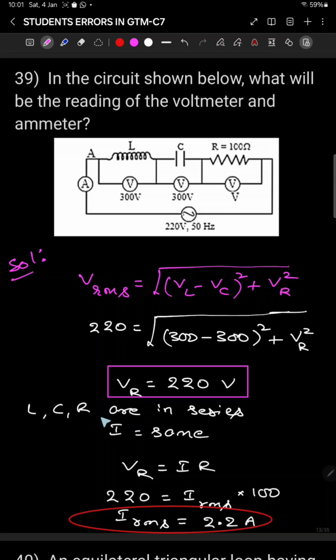As L, C and R are all in series, the current will be the same. That means current through the ammeter is equal to current through the resistor. So voltage of the resistor formula is current into R. We know the R value is given as 100. So the RMS voltage is 220. You can find the RMS current. This current through the resistor is nothing but the current through the ammeter. That is the ammeter reading.